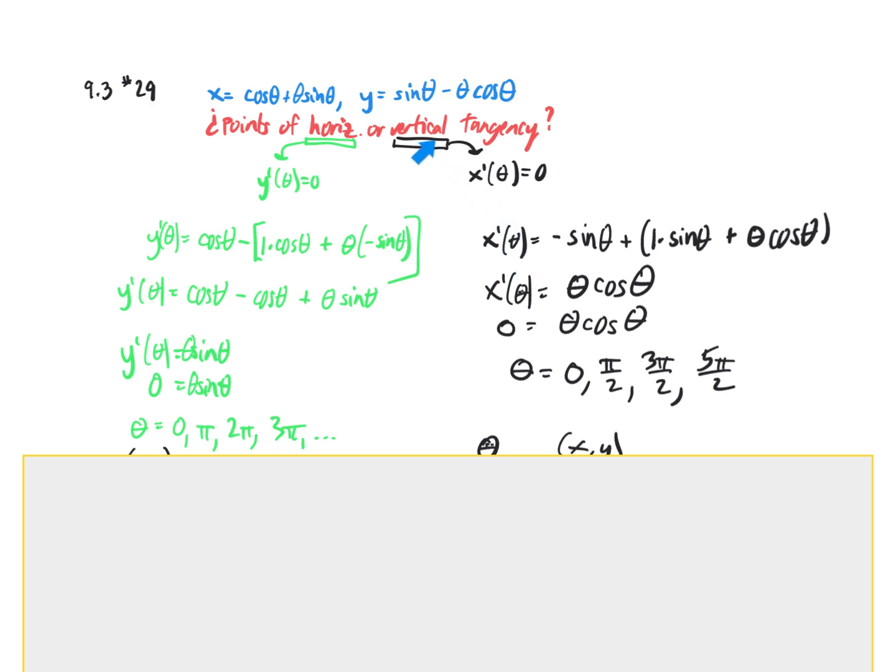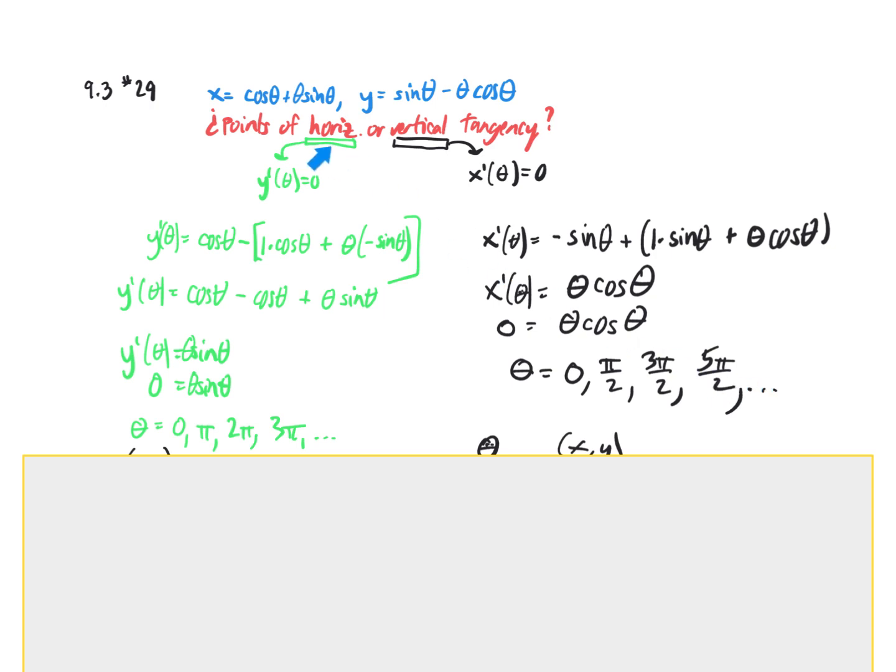For vertical points of tangency, when x prime is 0, we have to find x prime first. Again, we use the product rule for this second term, and it's just theta cosine of theta. We set that equal to 0, and we know that this is equal to 0 when theta is 0, and then every time cosine of theta is 0, which is at pi over 2, 3 pi over 2, 5 pi over 2, 7 pi over 2, etc.